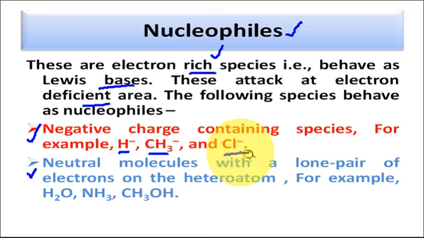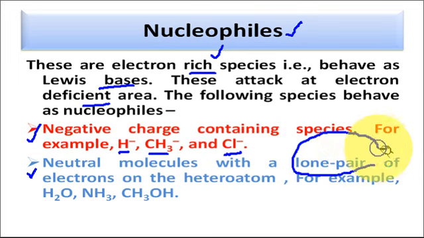Some neutral molecules which have a lone pair of electrons can also act as nucleophiles. For example, water, ammonia, methyl alcohol. These possess a lone pair of electrons on oxygen, nitrogen and oxygen respectively. So these can also behave as nucleophiles.